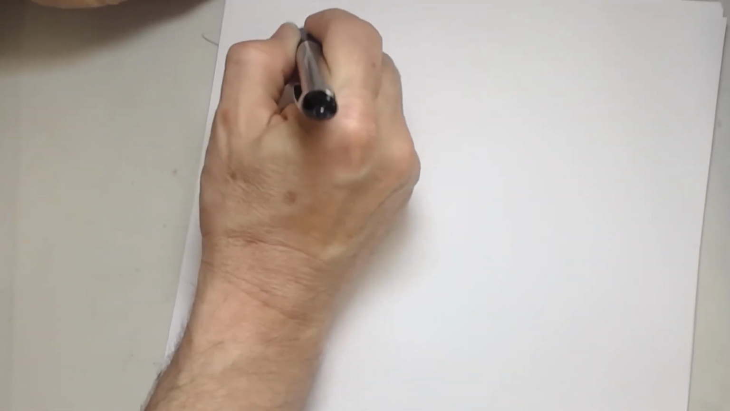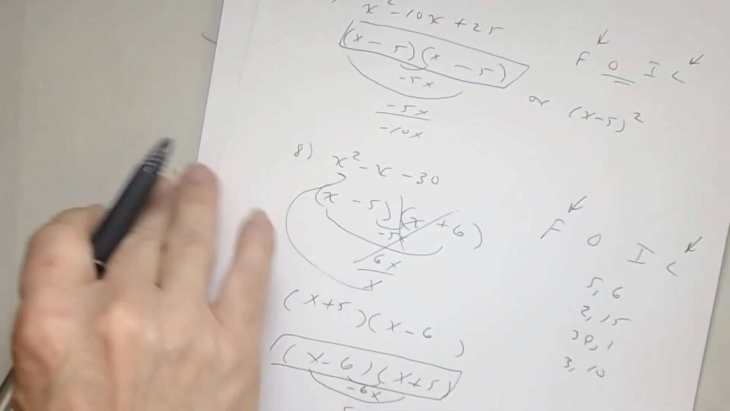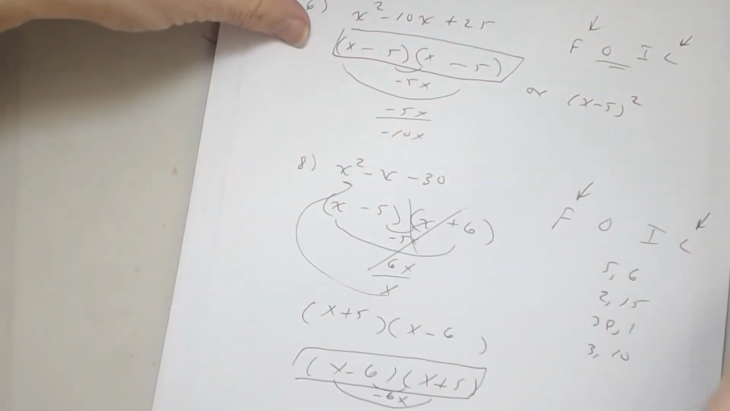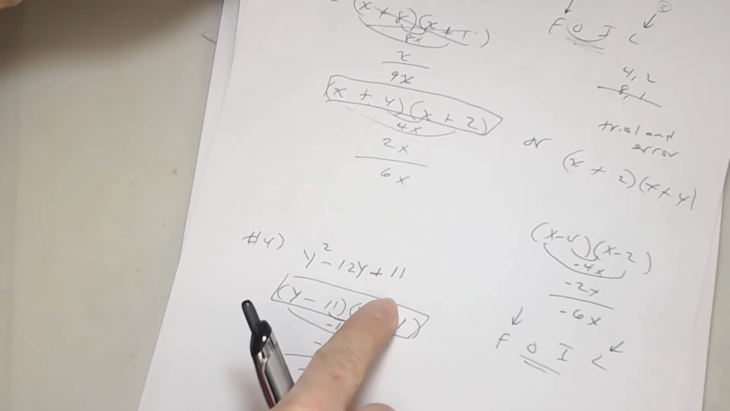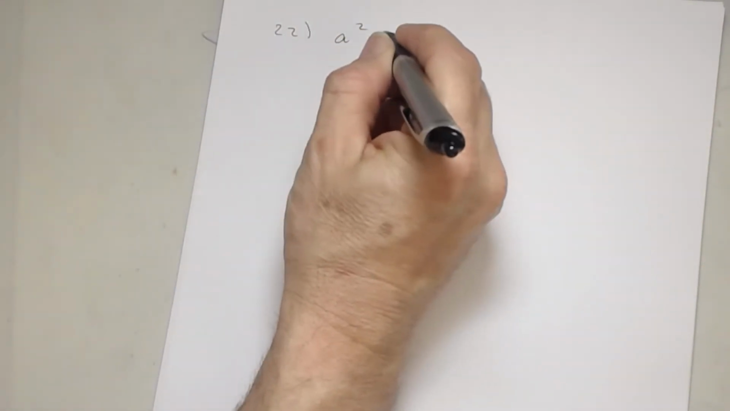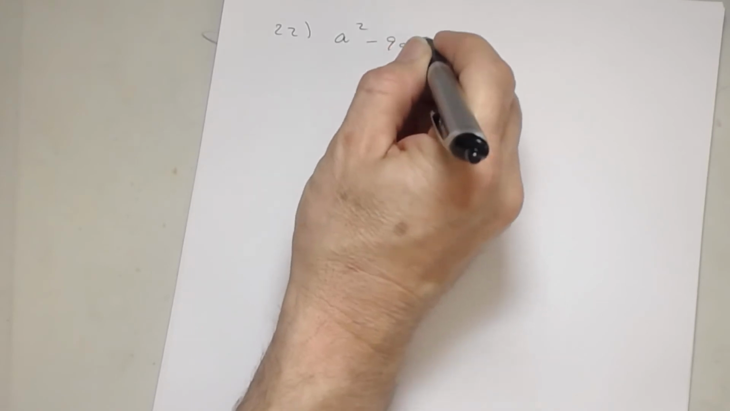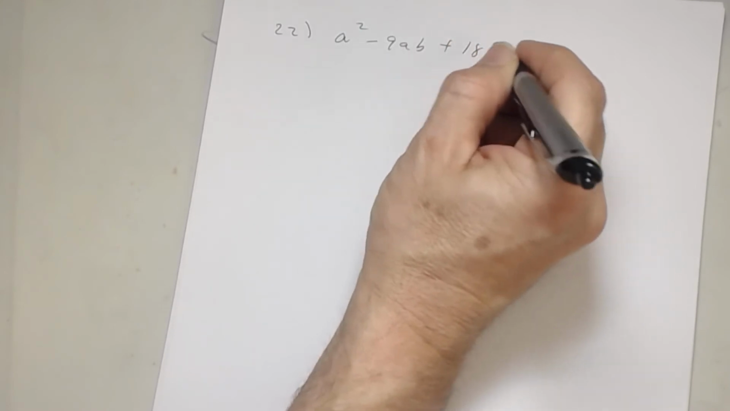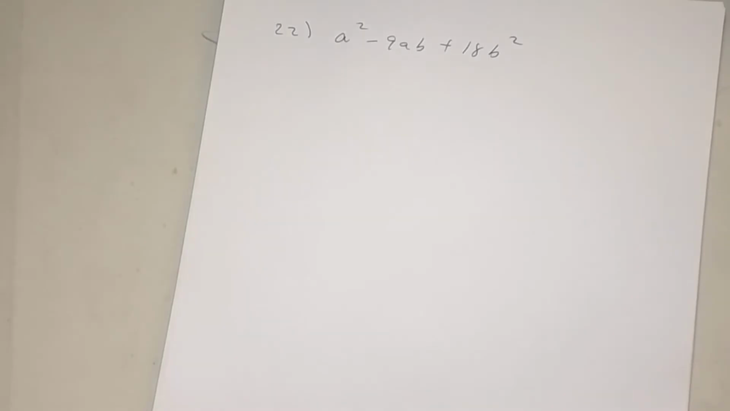All right, let's look at 22. There'll be problems where, in all the problems you've done so far, there was only one variable. Variable x in number 6, the variable y in number 4, right? If you look at number 22, again, don't make it difficult. This is what you have: a squared minus 9ab plus 18b squared. It's not that difficult. You work it the same way you did before.